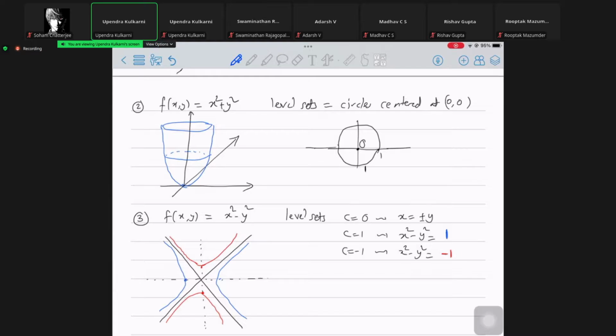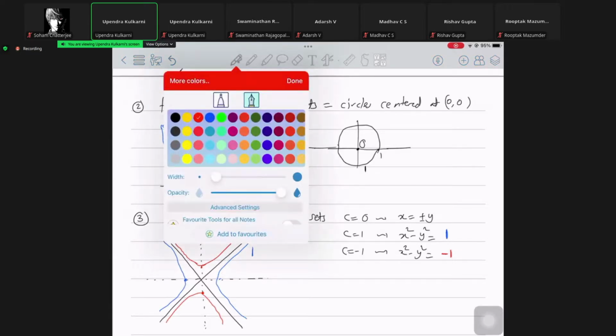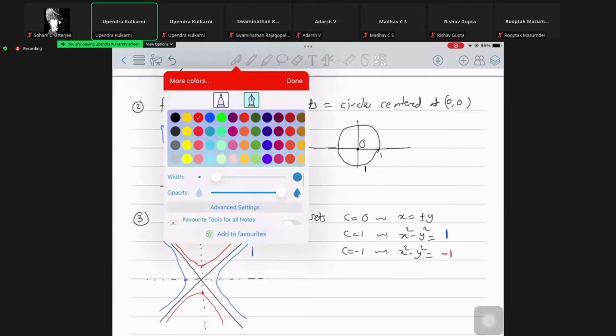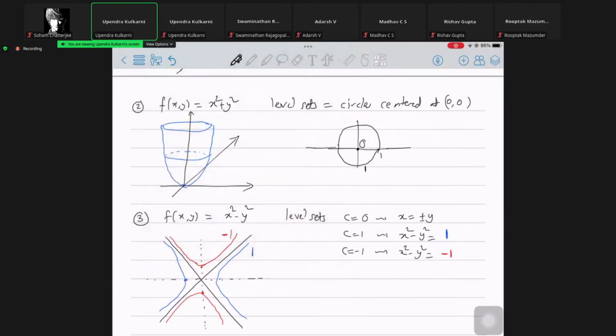So just take a moment until I label this. So this is 1. This is -1, and this is 0. Okay, so observe the following in light of whatever we said.